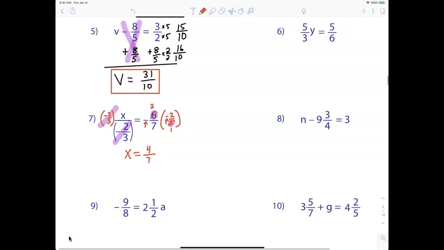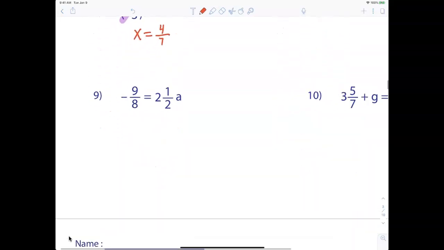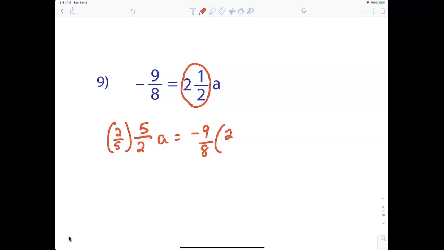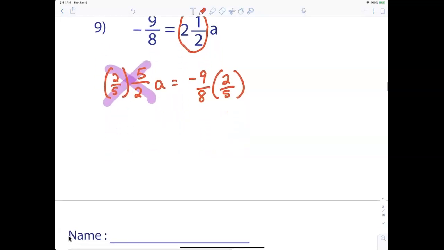Okay? Let's take a look at number 9. Again, I'm going to rewrite this because it is a mixed fraction, so I'll write that as (2 times 2 plus 1) 5 over 2, a equals negative 9/8. So I multiply by the reciprocal again, 2/5. Multiply by the reciprocal 2/5. And again, these cancel. So now I'm left with a is equal to.